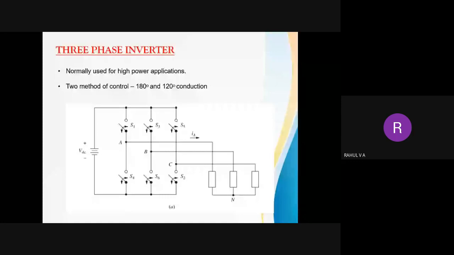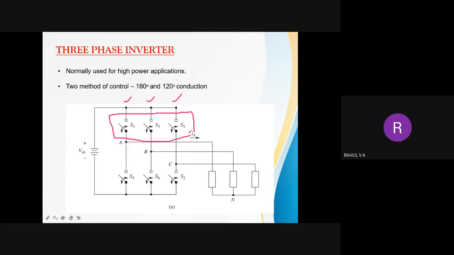So these 6 switches are arranged in such a way that 3 are in the upper arm. I am calling each one an arm, like this is one arm, this is the second one, and this is the third one. There are 3 such arms, and in each arm there are 2 switches. Actually, there are 3 switches in the upper arm and 3 switches in the lower arm.